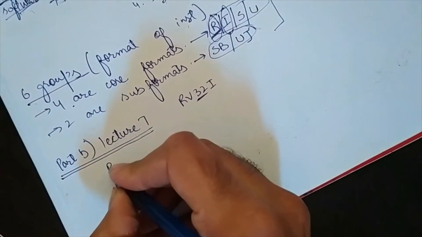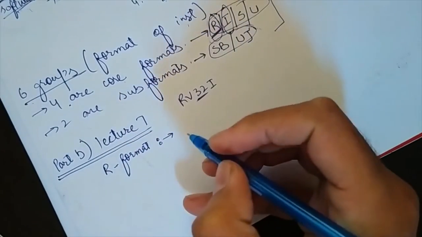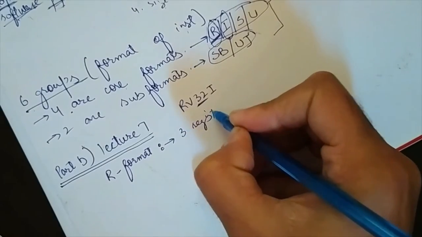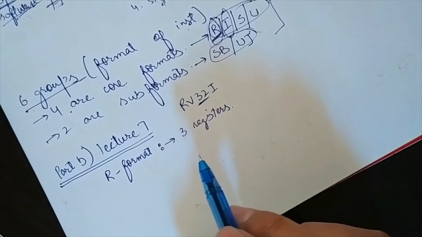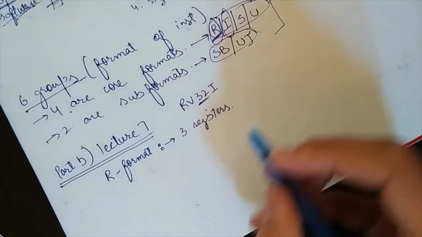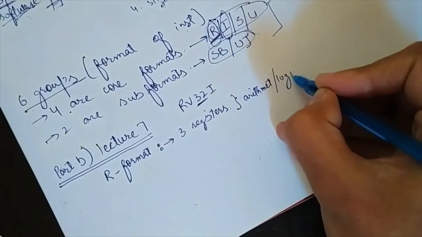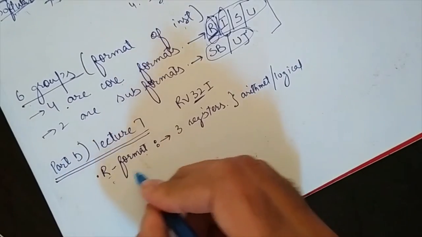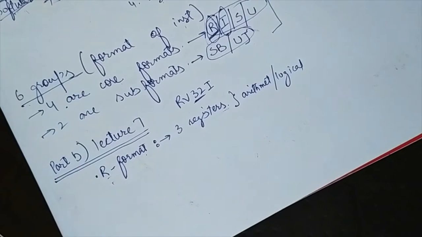R format instructions are those instructions which use three registers. Two registers are used as source operands and one register is used as a destination. Mostly arithmetic and logical instructions belong to R format. So R format instructions use how many registers? Three registers: two as source operands and one as the destination register.